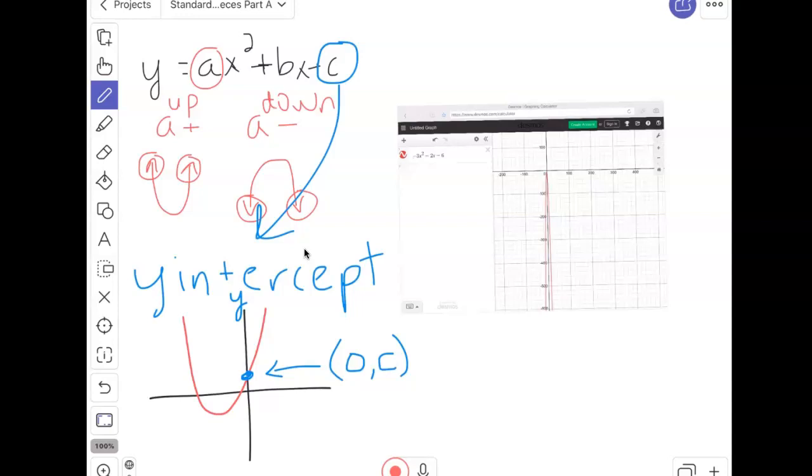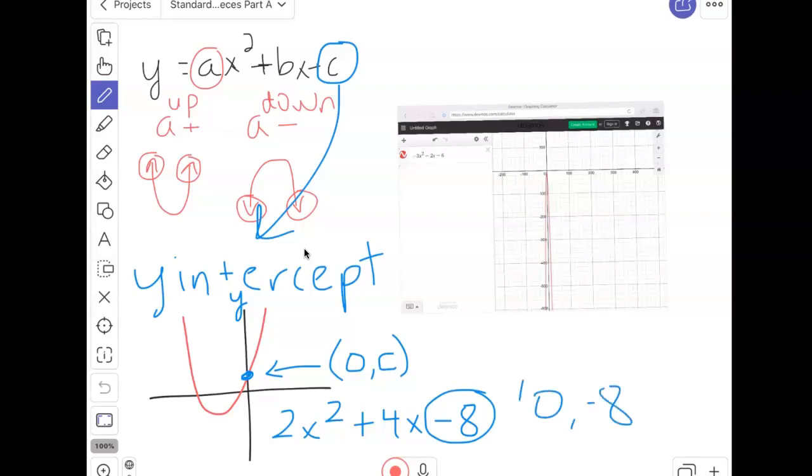Just to show you that it works, if I have an equation like 2x squared plus 4x minus 8, I know that it's going to cross at 0, negative 8. That will be the y-intercept.